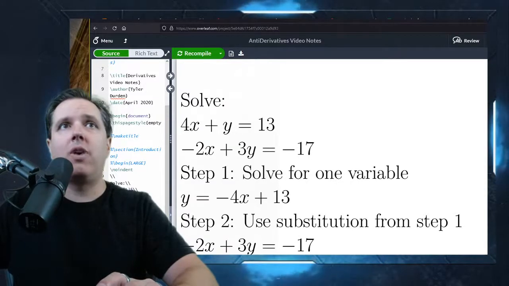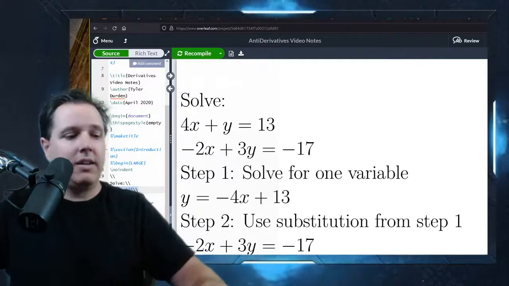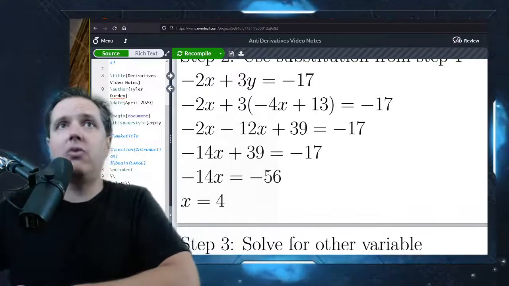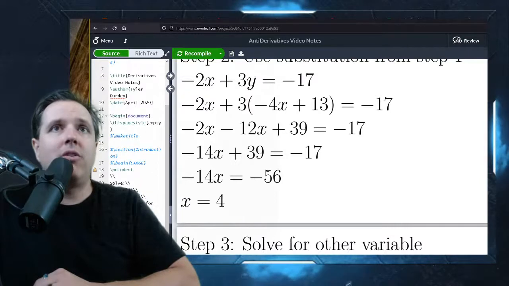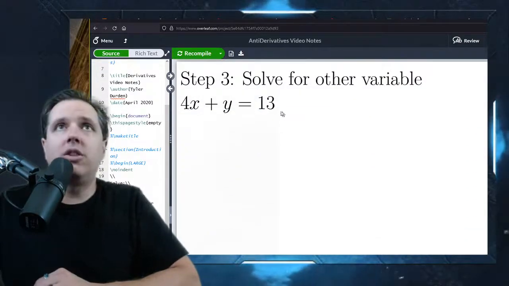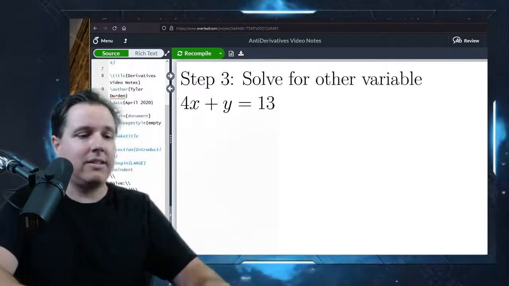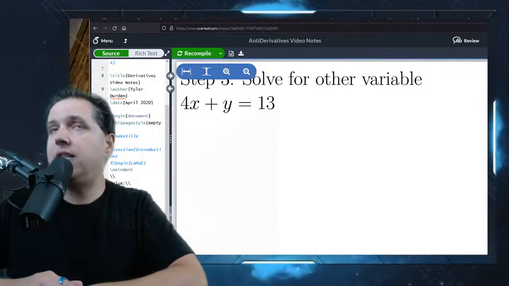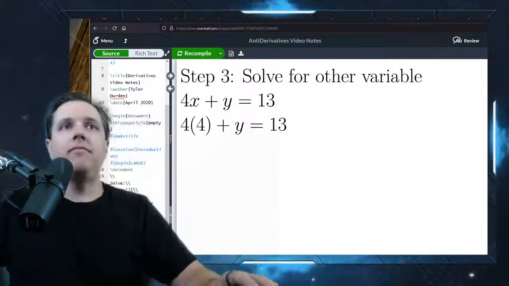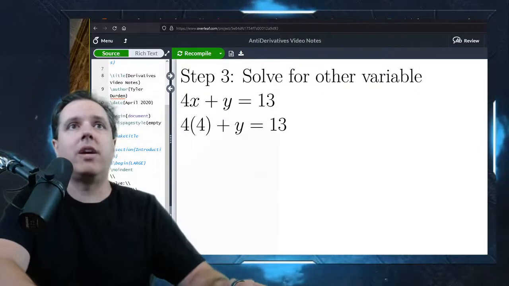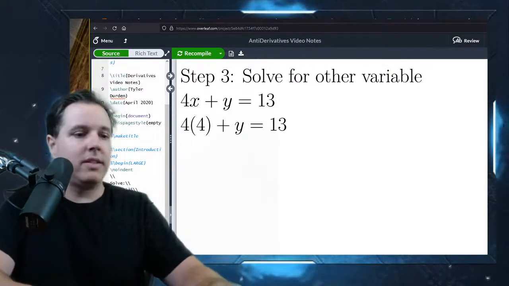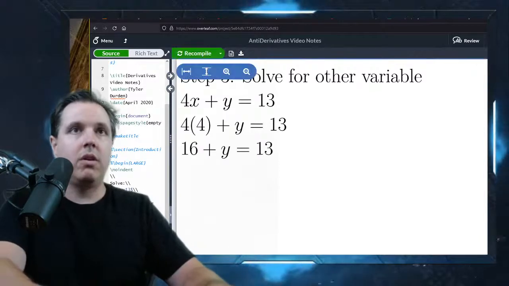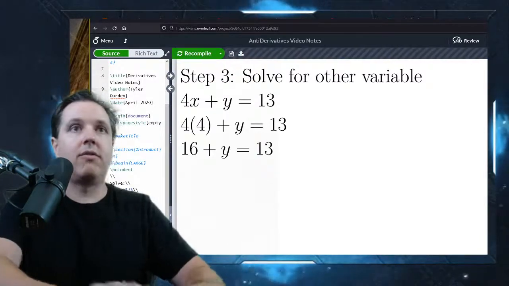I'm going to take this first one, 4x plus y equals 13, and I'm going to solve for y. So I go back, I take my original equation, but we know that x is equal to 4, right? So I don't have to write 4x anymore. We know x is 4, so I can write this as 4 times 4 plus y equals 13. Looks like I didn't make any mistakes. This is gonna come out right. So this is gonna be 16 plus y equals 13, or y equals -3. Now we've solved it.